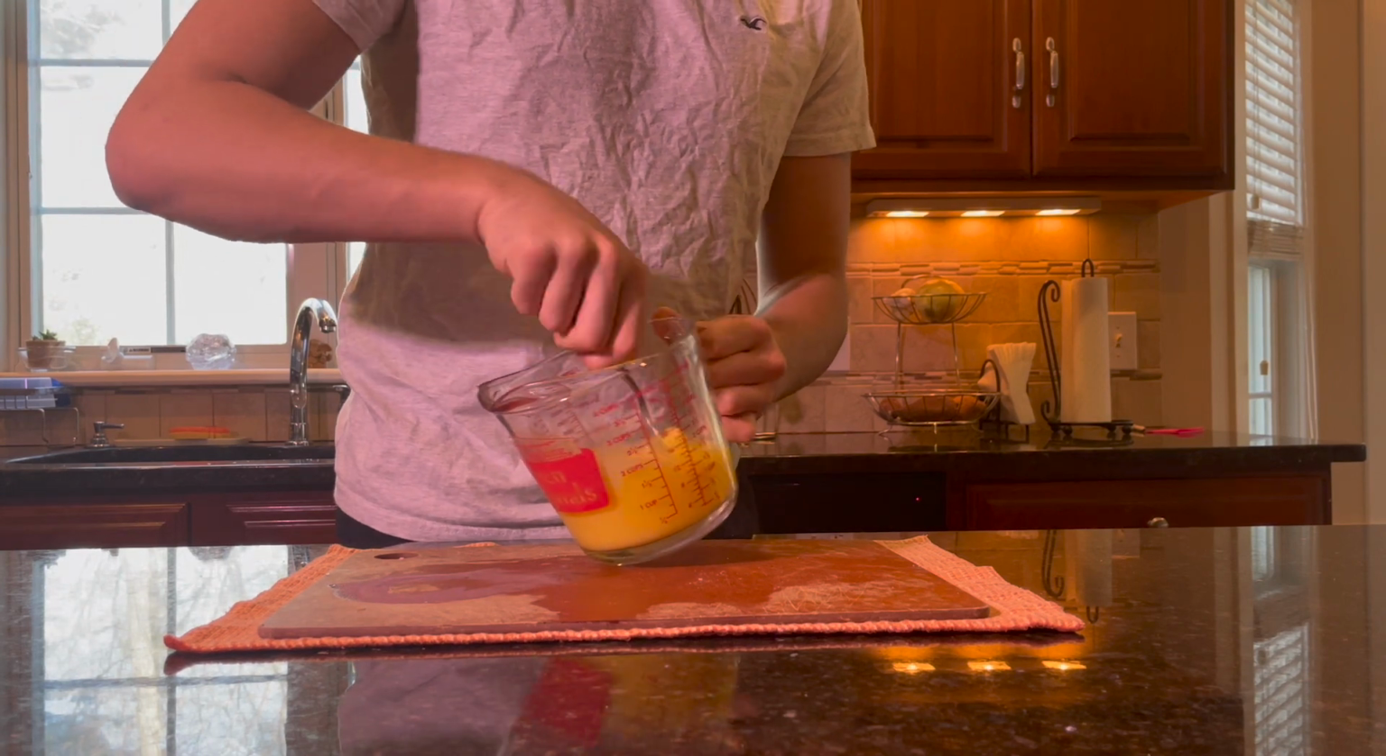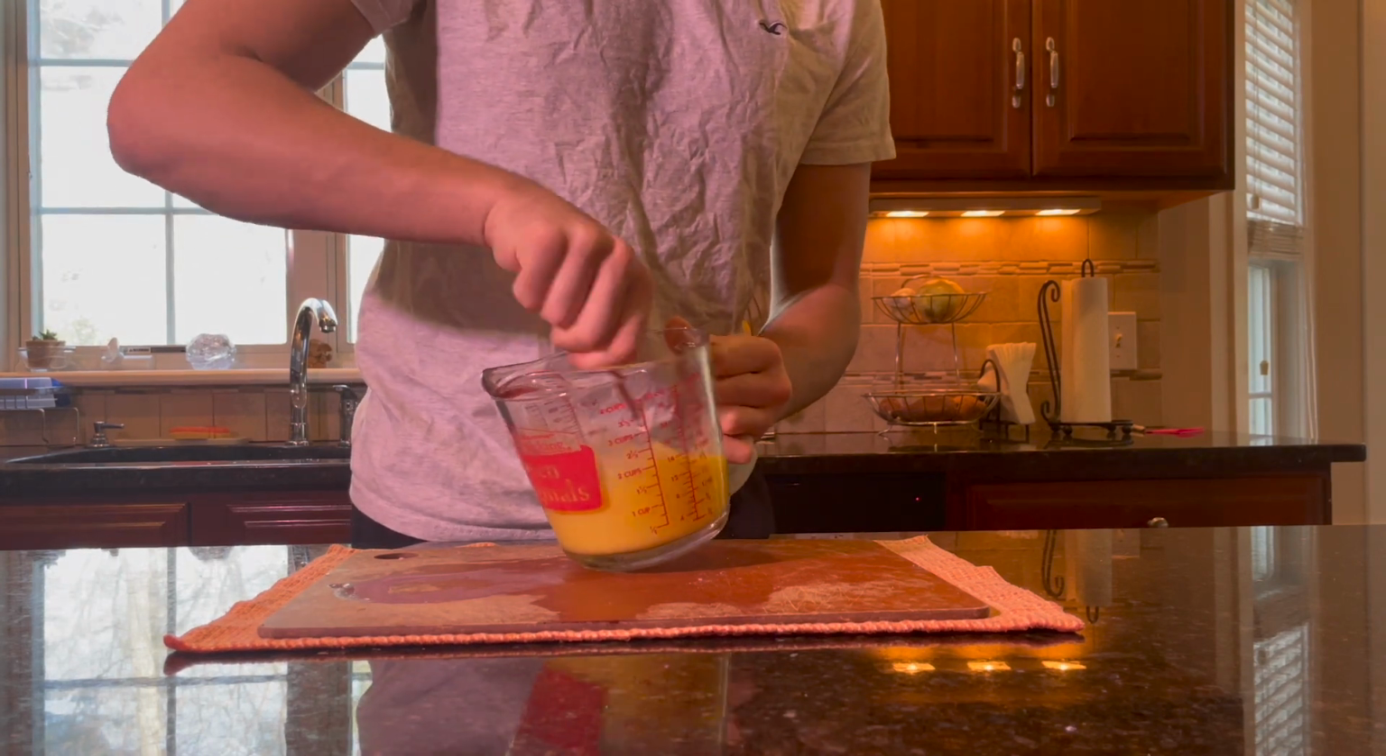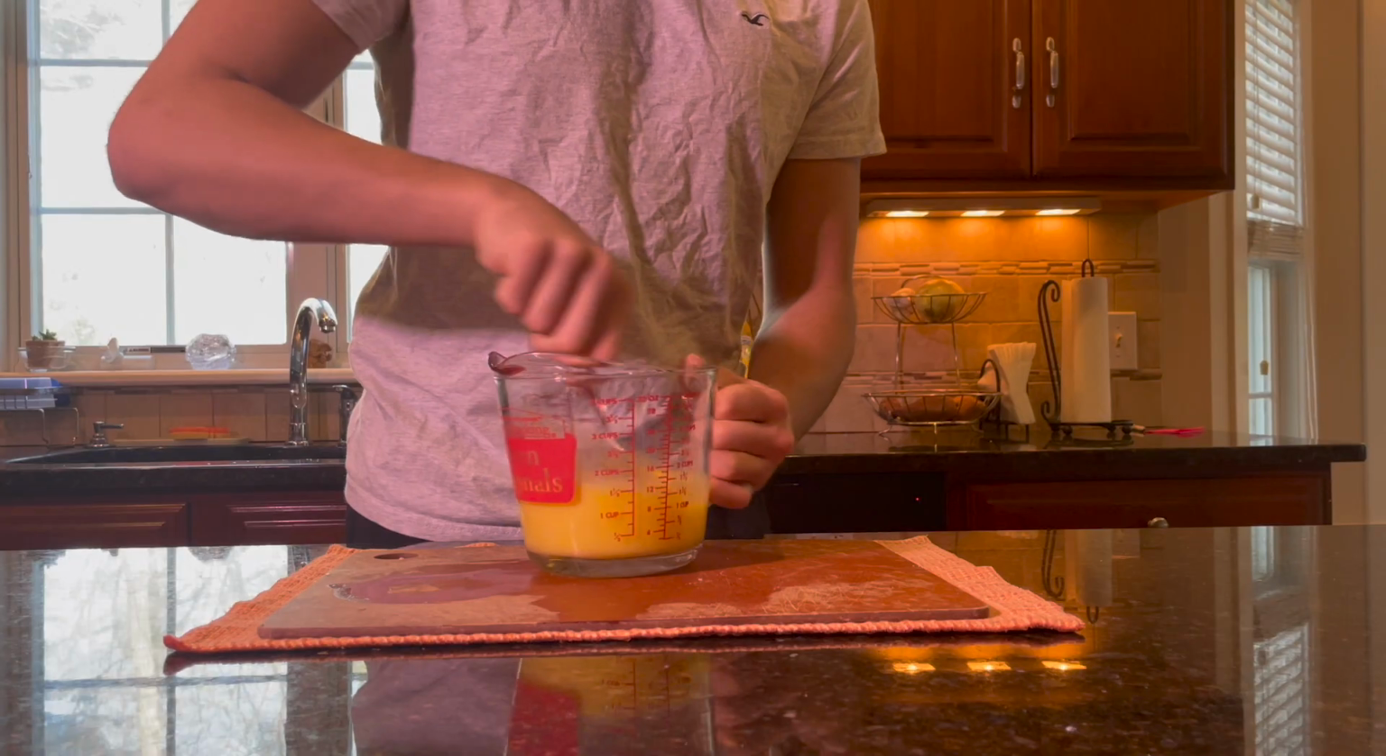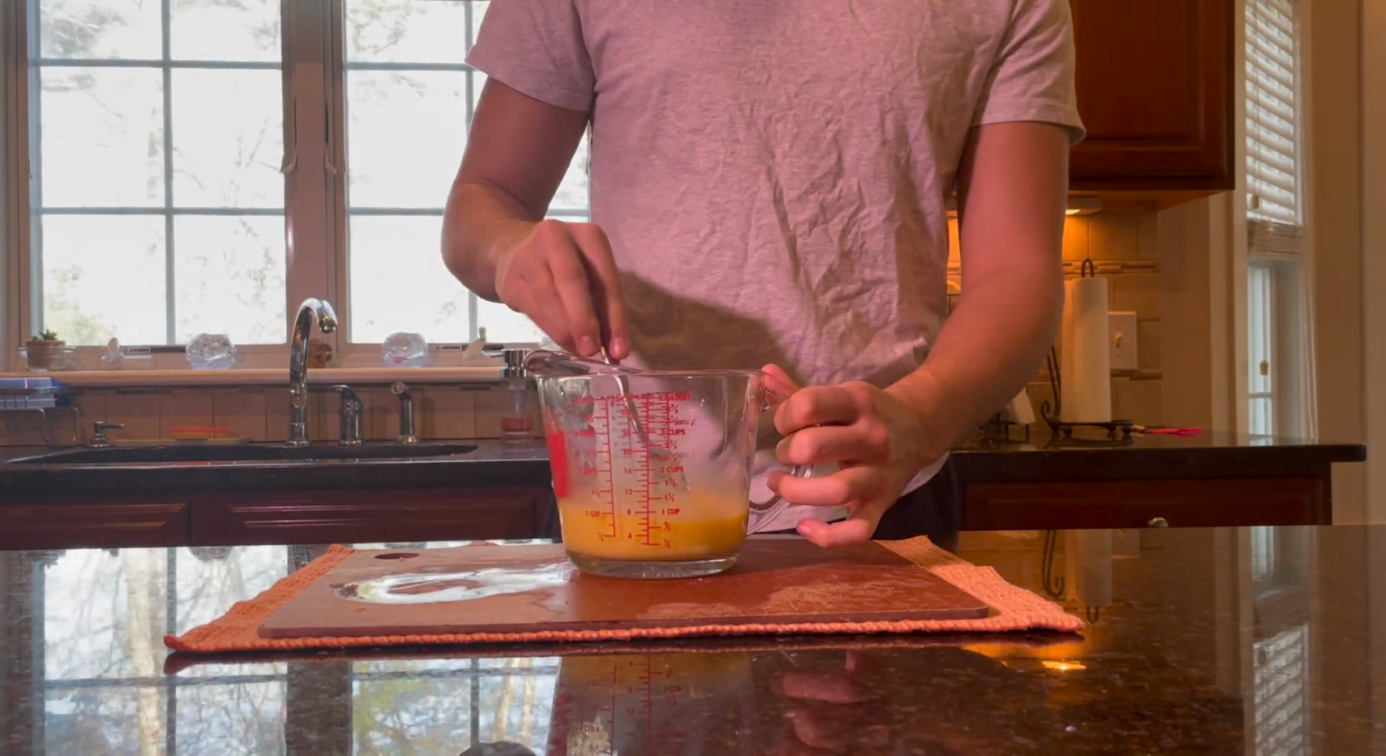When mixing your egg mixture, you want to get it as close to homogeneous as possible, or only being able to observe one singular phase, but in the end, this mixture is probably going to be heterogeneous, where you can observe multiple different phases.